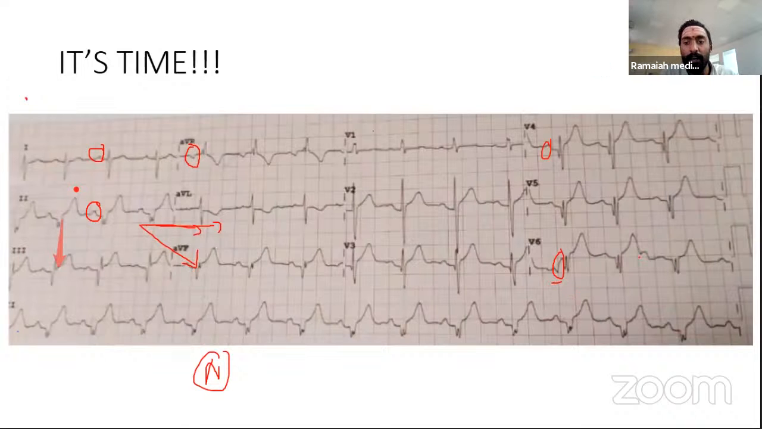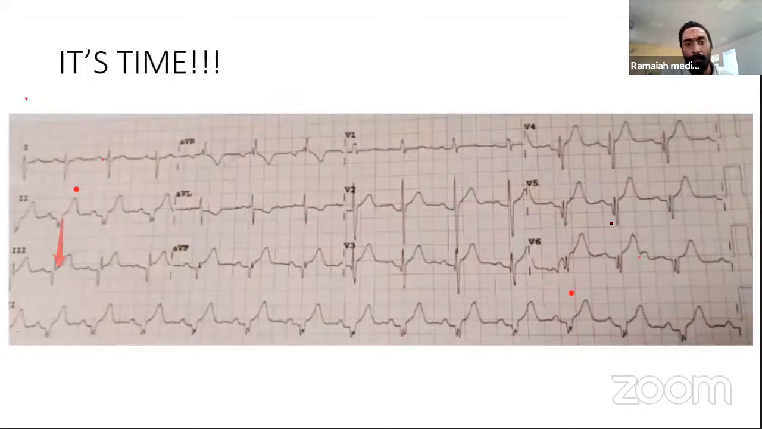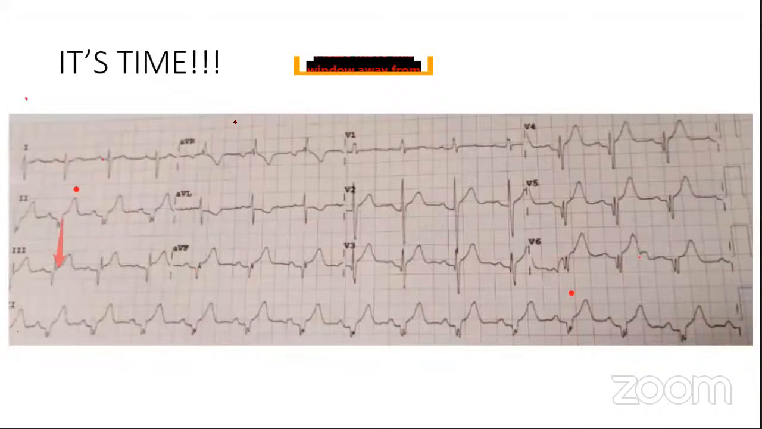So this is an old anterior wall myocardial infarction. Q represents a scar, a septal scar there. Okay, good. Fine.